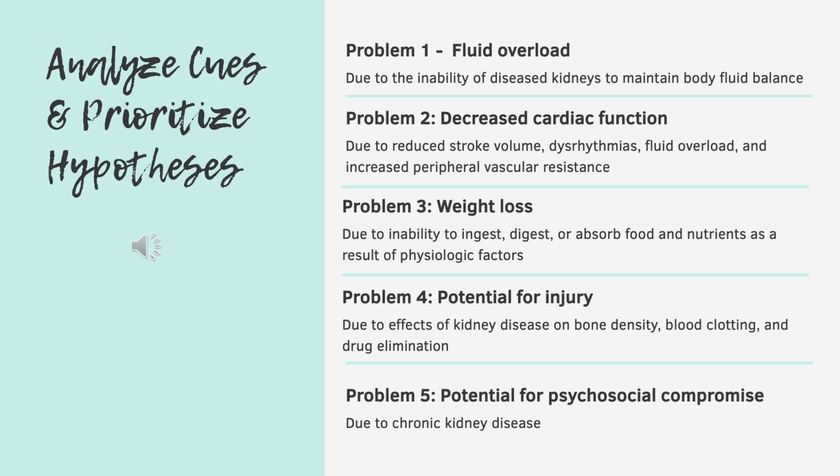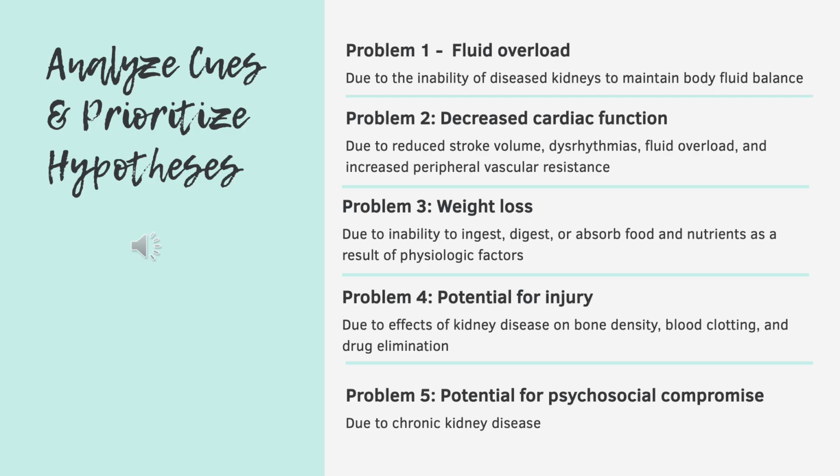All right, so now let's talk about our nursing process of how we are going to analyze cues and prioritize hypotheses for patients with chronic kidney disease. Our first problem to address is going to be fluid overload, which occurs due to the inability of the diseased kidneys to maintain proper fluid balance in the body. We see complications like edema, high blood pressure, and pulmonary congestion, which makes this a very critical issue to manage.